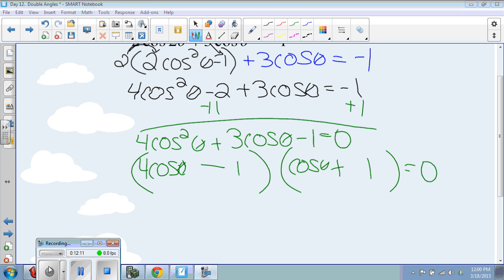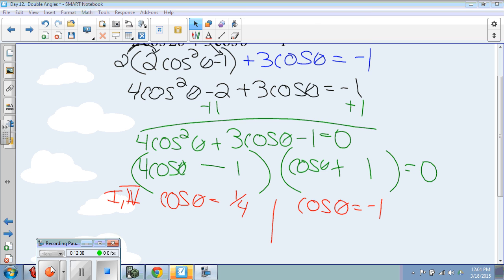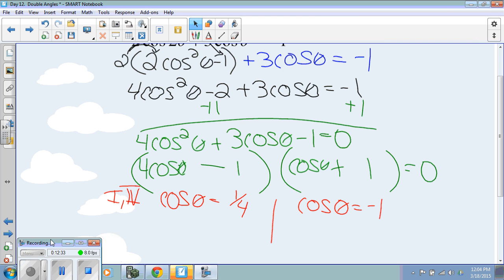Let's check this out. So I've got 4 cosine squared theta plus 4 cosine theta by 4 minus cosine theta. So 4 cosine minus 1 cosine is positive 3 cosine. And then my last term gives me that negative 1. Just always remember to check those last terms as well. I'll let you finish from here. I'll keep going through it.